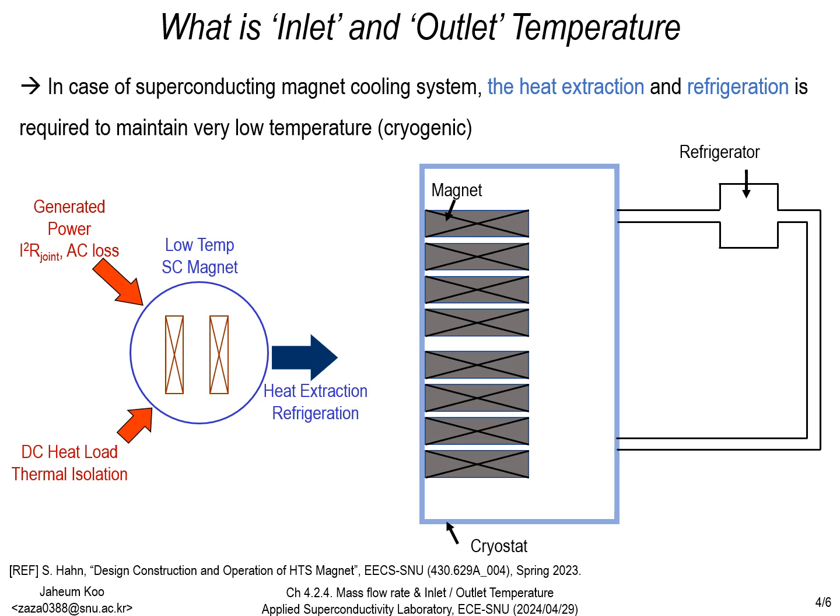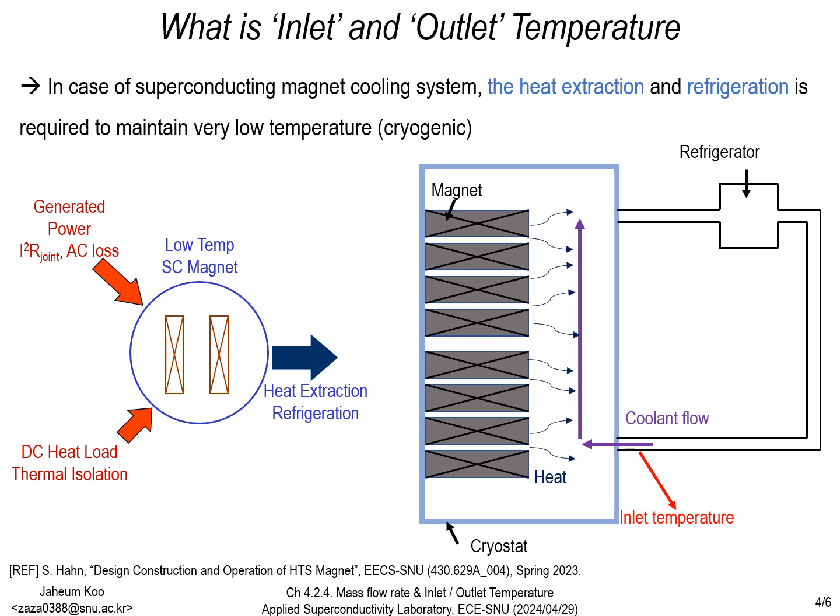In the diagram on the right, if the cold coolant passes around the magnet or cold head of the cryocooler, it picks up heat, resulting in an increase in coolant temperature. After it circulates through the system and absorbs heat from the superconductor, it exits at a higher temperature, which we refer to as the inlet temperature and outlet temperature. Considering the inlet and outlet temperatures is essential for the precise calculation of cryocooler systems.